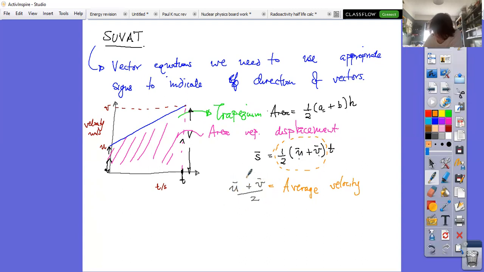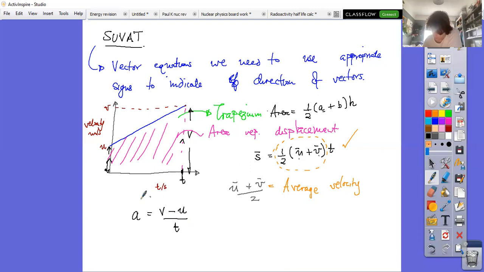Does that make sense so far? Excellent. Okay, so what other formulas do we know? We've got s equals half (u plus v) times t. This is quite an important one. Any others that we can derive? We also know something about acceleration, don't we? We know that acceleration is equal to v minus u over t. That makes sense so far? Acceleration is v minus u over t.